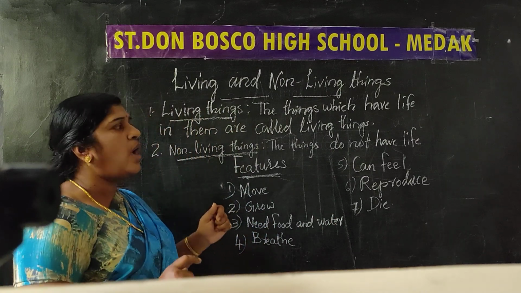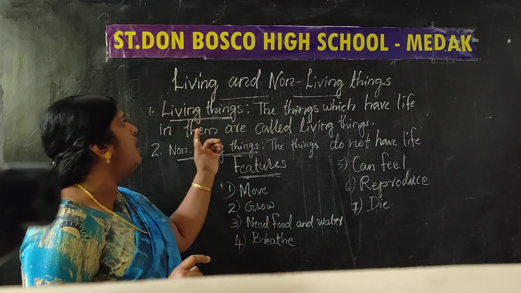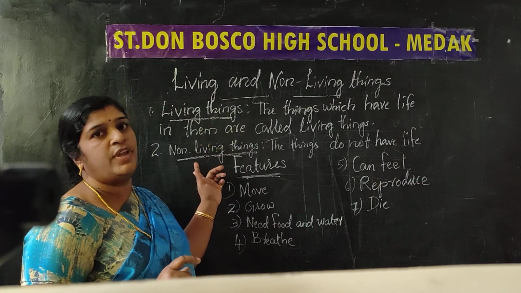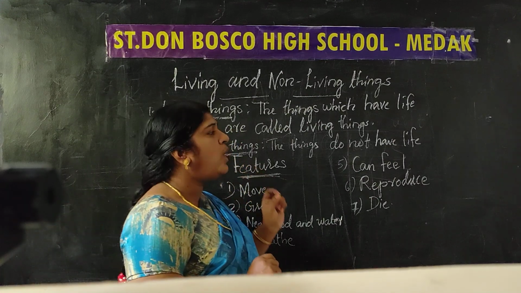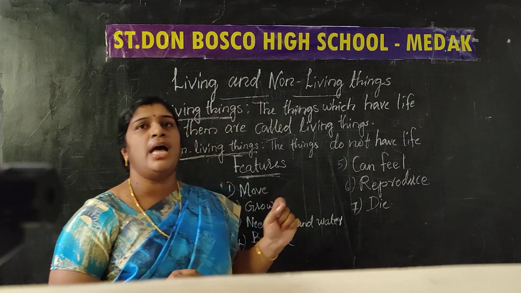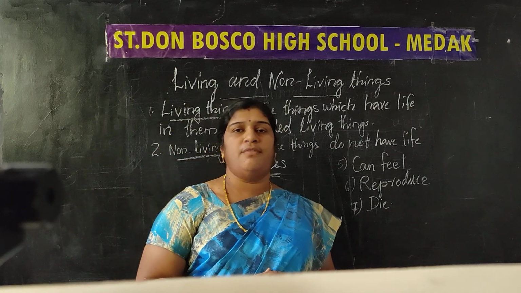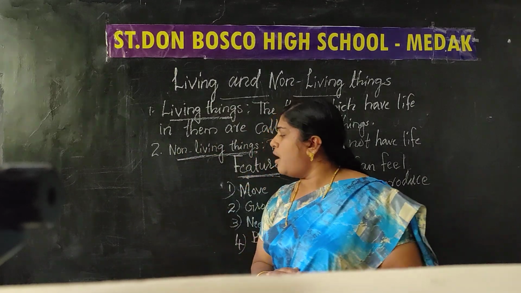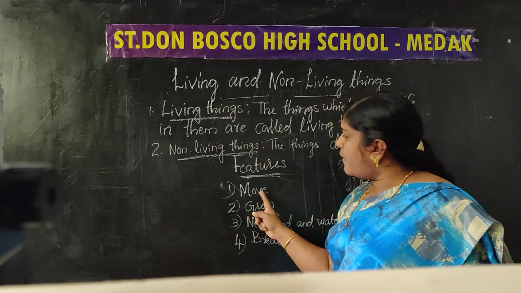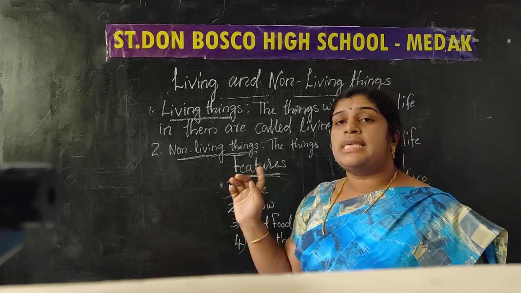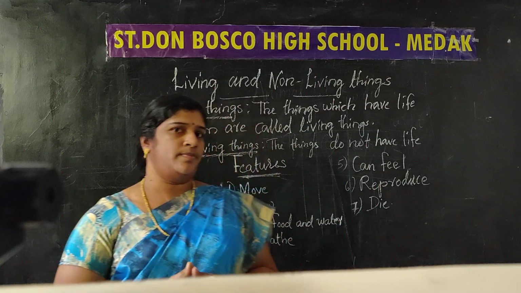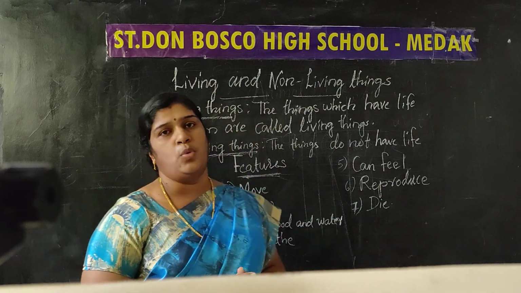Now next, I think all of you understand what living things and non-living things are, with examples. Now let's start. What are the features of living things? What is the first feature? Living things can move. All living things can move.